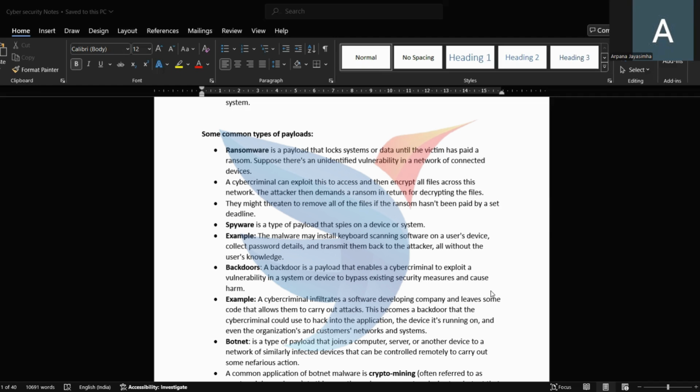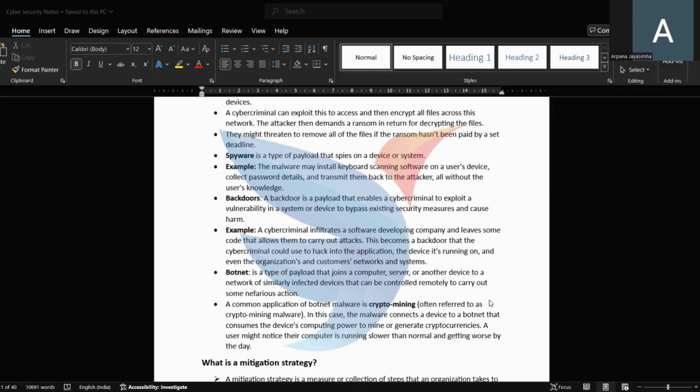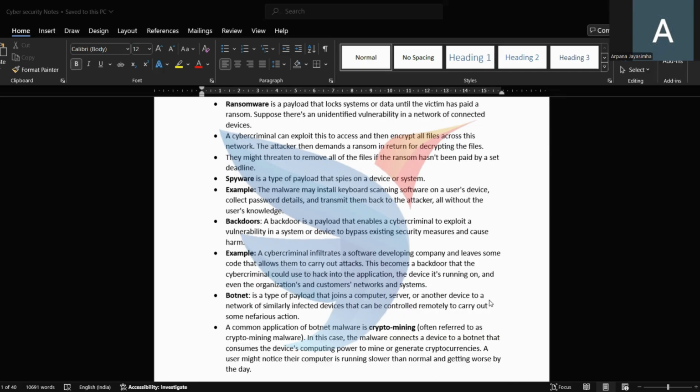For example, a cyber criminal infiltrates a software developing company and leaves some code that allows them to carry out attacks. This becomes a backdoor that the cyber criminal could use to hack into the application, the device it's running on, and even the organization's and the customers' networks and systems. Another type of attack is the botnet.